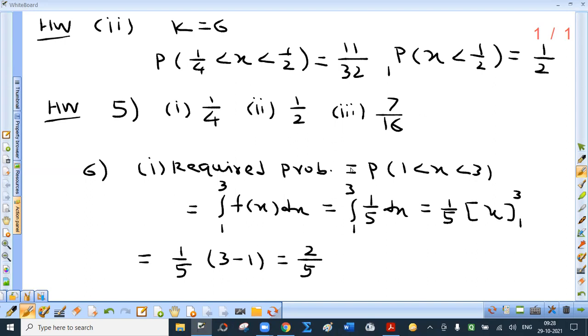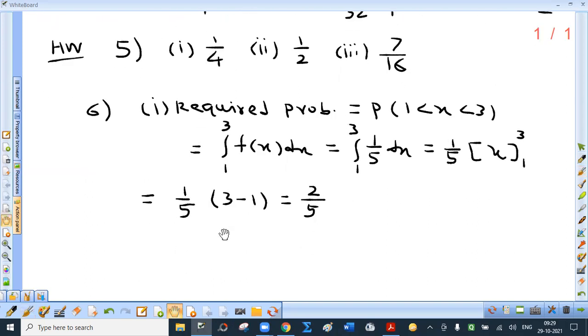So first part, what is the required probability? Waiting time is between 1 and 3 minutes. So the integral from 1 to 3 of f(x) dx. But what is f of x? 1 upon 5. So the integral of 1 upon 5 dx is 1 upon 5 x, upper limit 3, lower limit 1. So 2 upon 5. This is the answer for the first part.